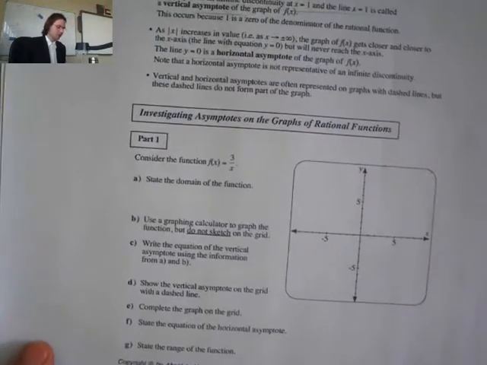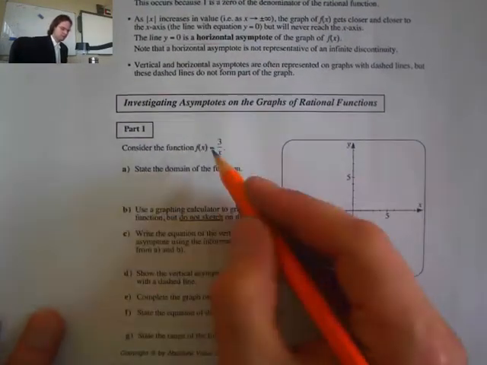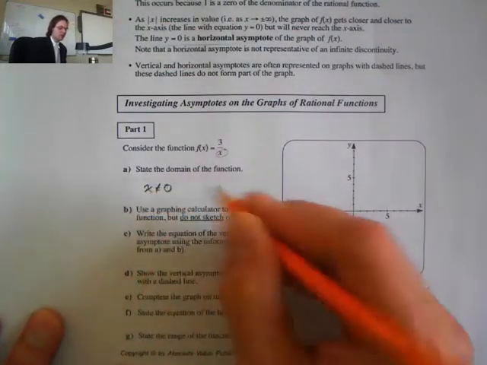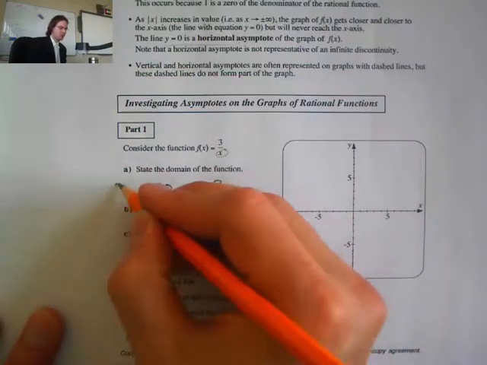Now let's take a look at my next one here. It says, consider the following function. We have 3 over x. State the domain of the function. Well, I look at this. What can x not equal? x cannot equal 0. And x is an element of all real numbers. Okay? So that is my domain.